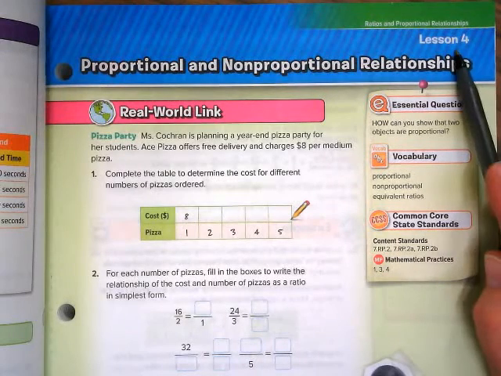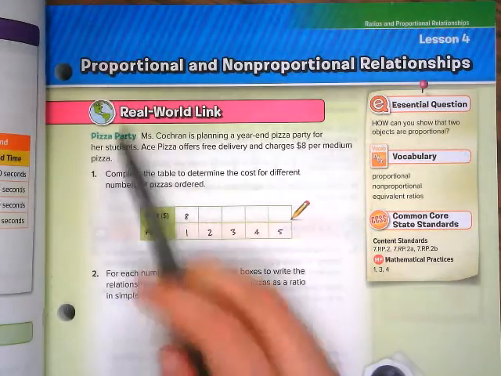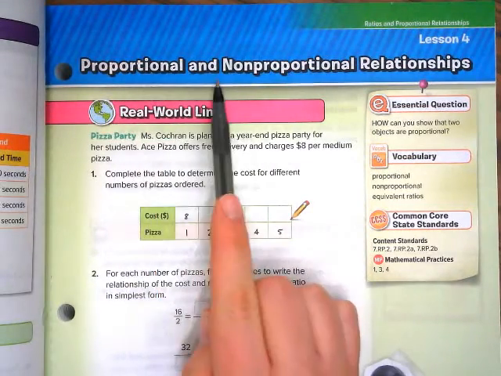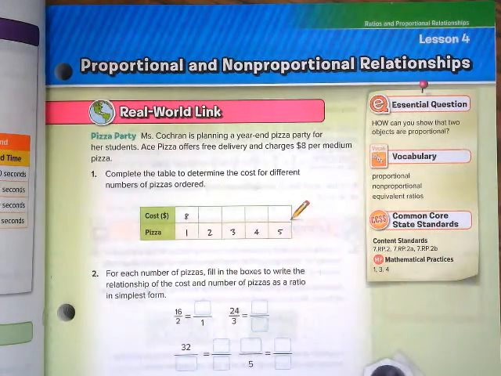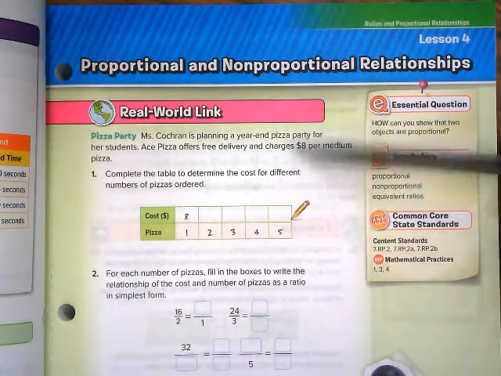Today we're going to be talking about Lesson 4, which is on page 33. The title of this is Proportional and Non-Proportional Relationships. We're going to talk about what proportional relationships are and how we see if something is proportional or not. So here's the first example.